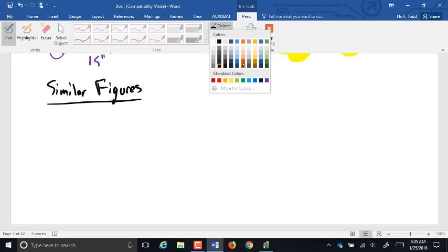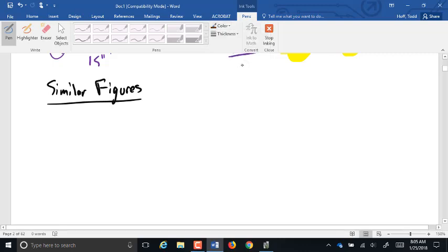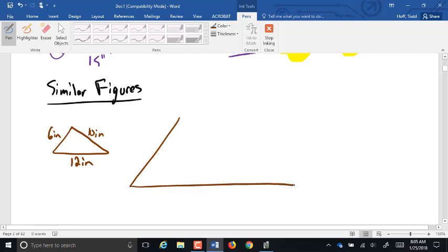Similar figures are when you take one figure and you just enlarge it to get another one. For example, let's say you got a triangle like this. This is 6 inches, 10 inches, and 12 inches. If I enlarge that triangle, so that this here is now 15 inches. I'm going to tell you that this angle and this angle are the same. These two angles are the same. And of course, by default, the third one has to be the same.